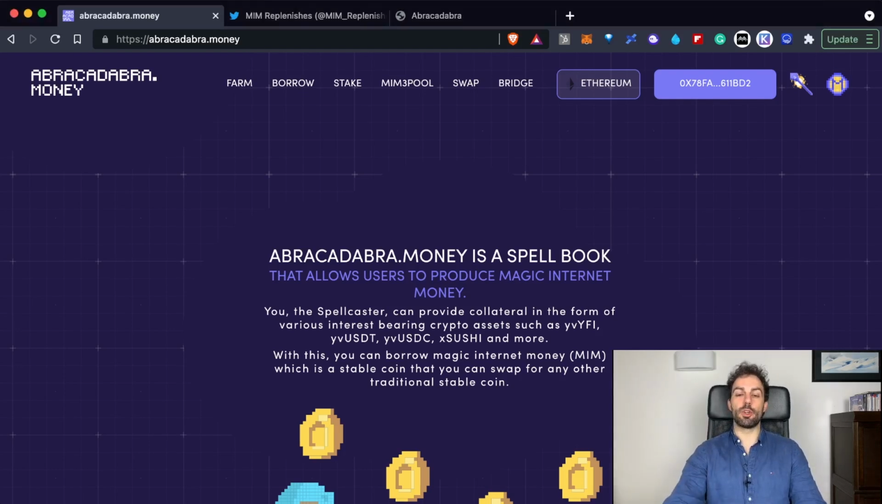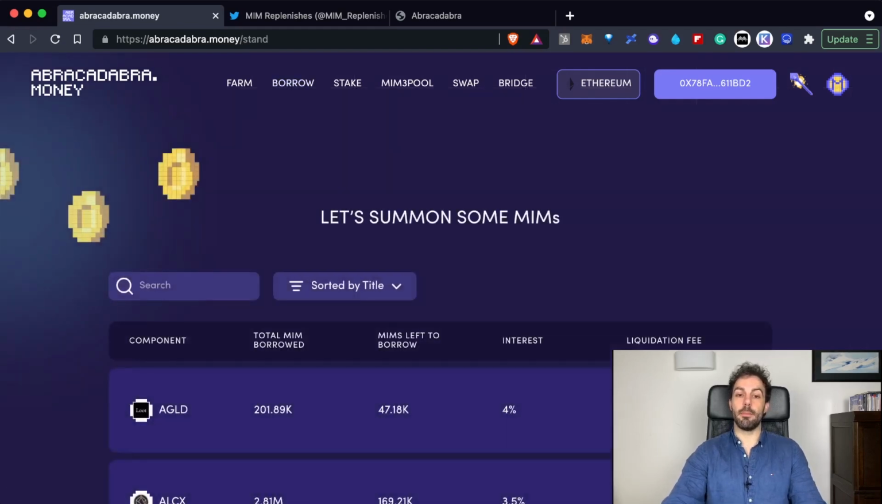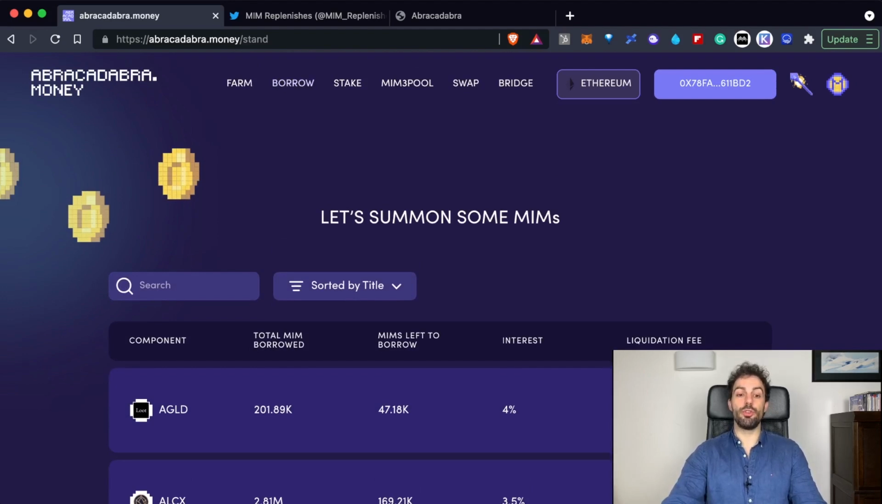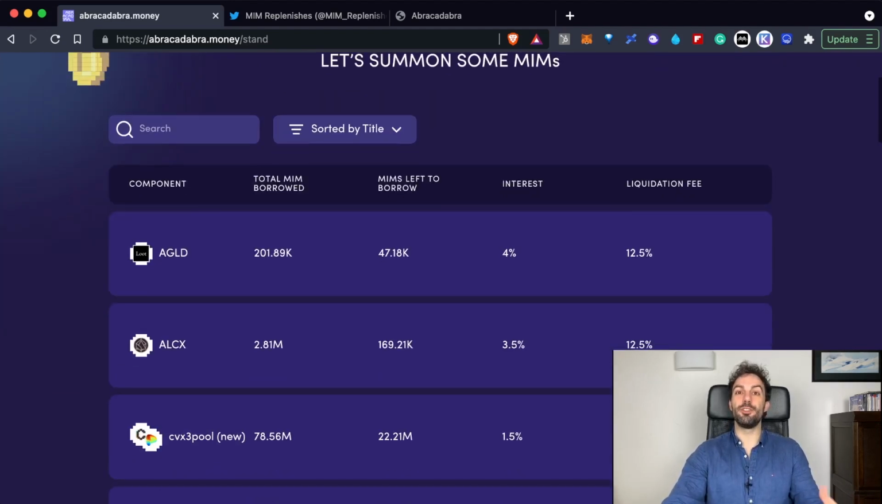The mechanism is quite simple. It is using MIM. MIM is a stablecoin that is minted by Abracadabra Money, and it is backed by all the assets that are supported by the platform. The supported assets, you can find them in the borrow section. And also in this feature, you can start to use the leverage that you are interested in.